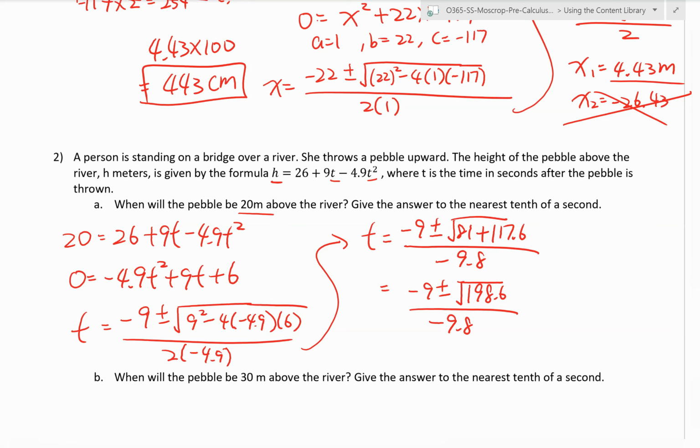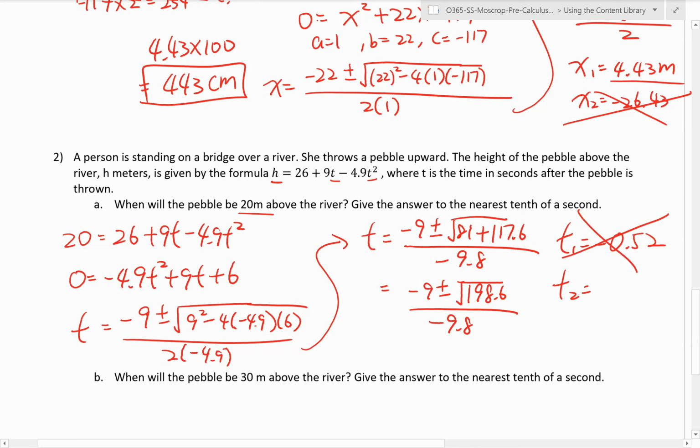So again, you have two options. You could do the plus sign or the negative sign. Okay, so we'll do both. See what happens. -9 plus the square root of 198.6. Okay, I end up with a positive value. Okay, divided by -9.8. Now, if you divide it by -9.8, I believe you get -0.52. Again, this is not possible because time cannot be negative.